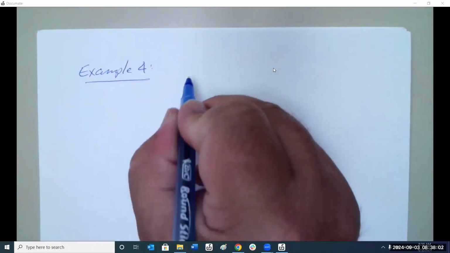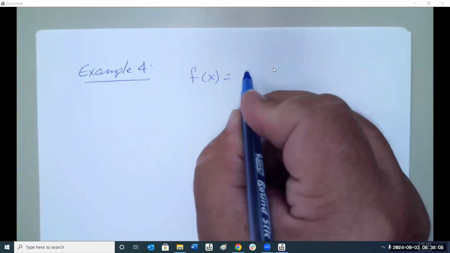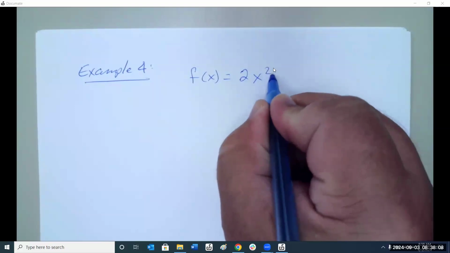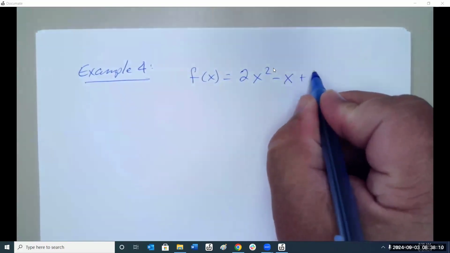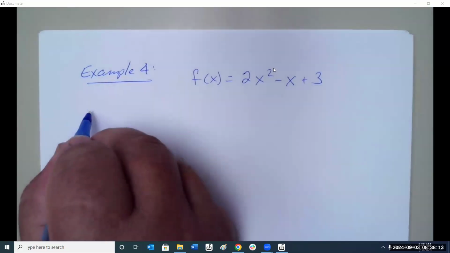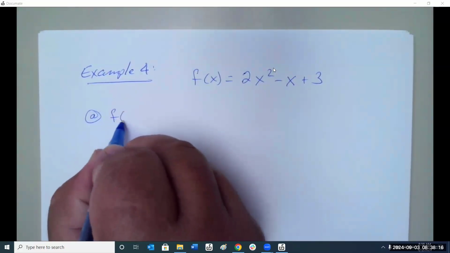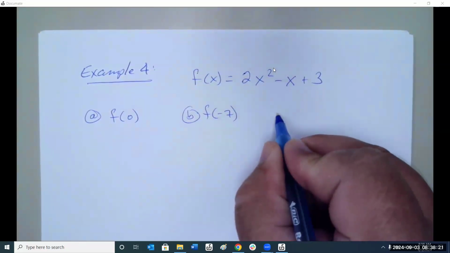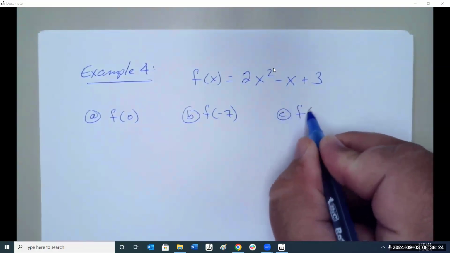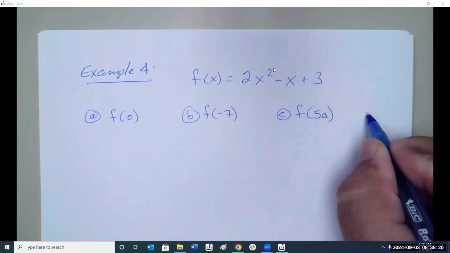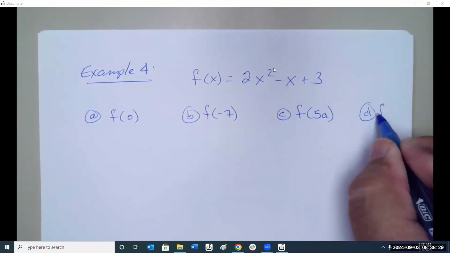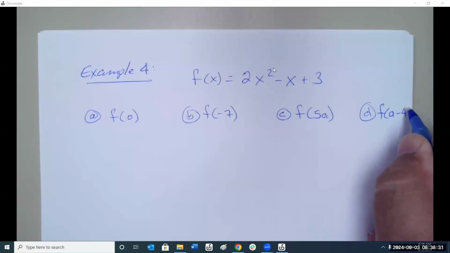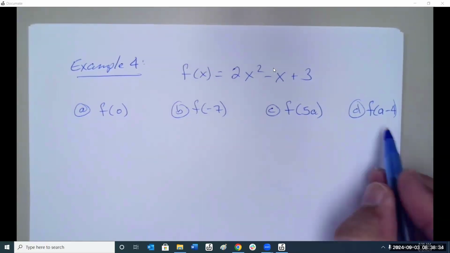Example 4. Here's a function. f of x equals 2x squared minus x plus 3. Find the following. That's supposed to be a minus 4 back there.